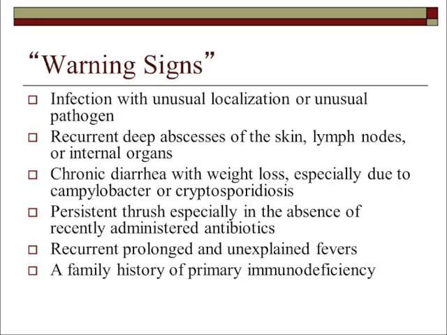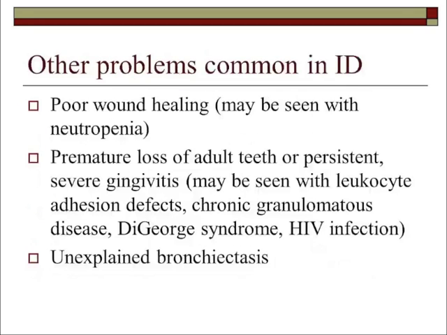Chronic diarrhea with weight loss, especially if you see a lot of Campylobacter or Cryptosporidium. Somebody presenting with persistent thrush, but they haven't received steroids, they haven't received antibiotics, so why is this happening? Recurrent or prolonged unexplained fevers. And of course, if they have a family history, that will give it away a little bit more. They're also going to exhibit poor wound healing.